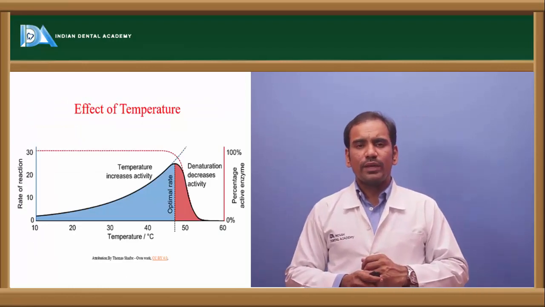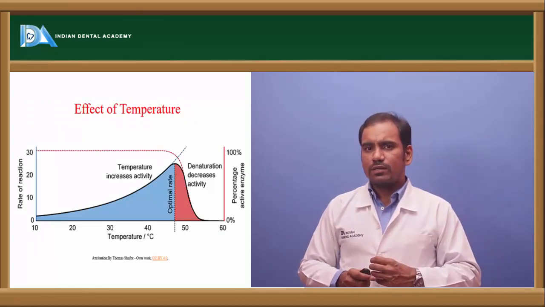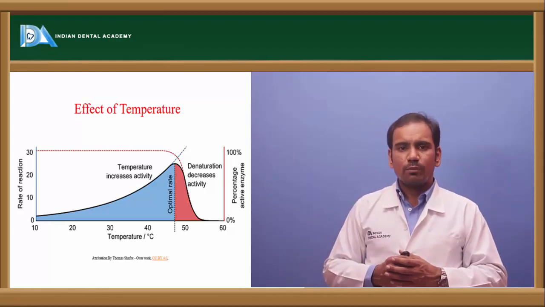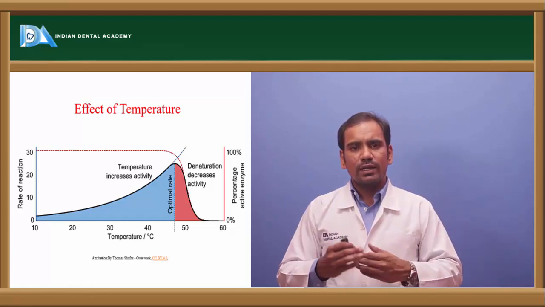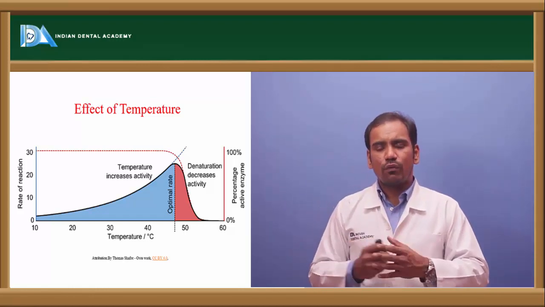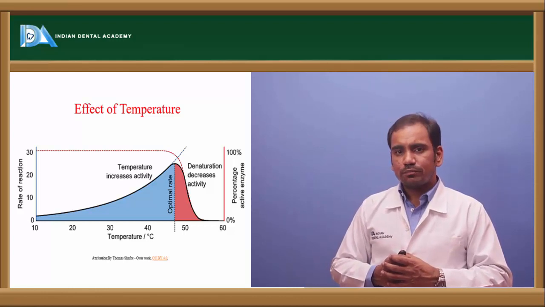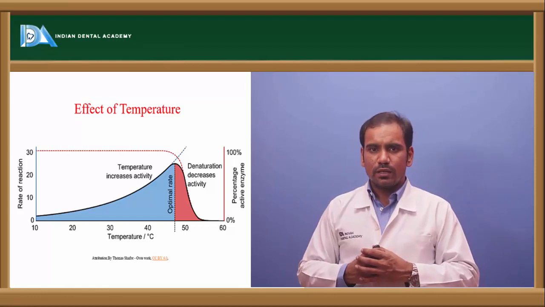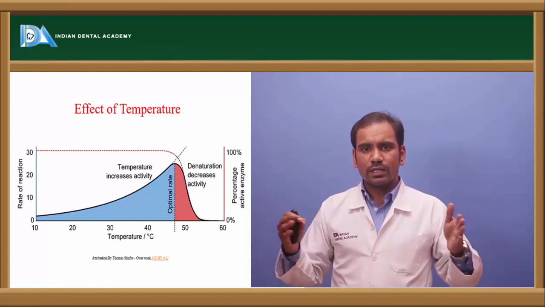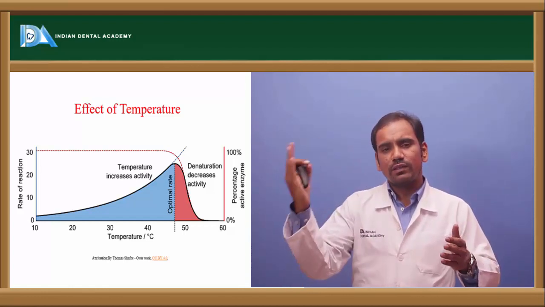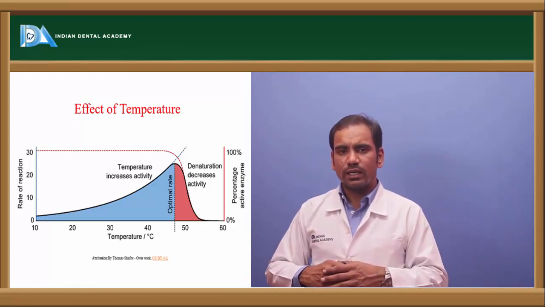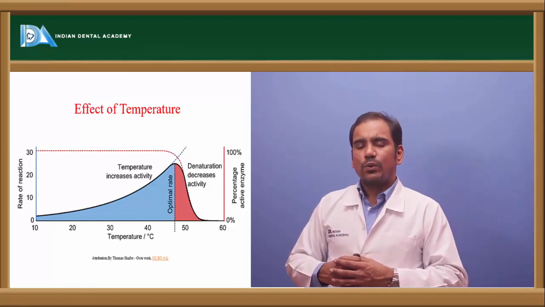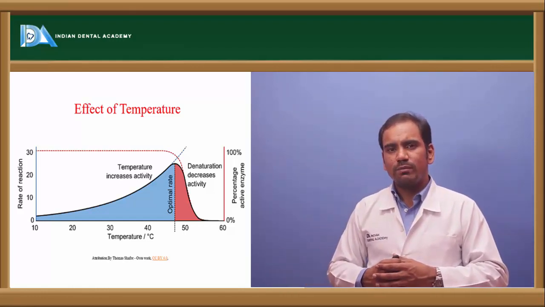Now coming to the effect of temperature. What happens at various degrees of temperature? For example, most of the enzymes in our body are active in the range of 35 to 40 degrees centigrade, meaning they show maximum activity within this temperature. At extremes of temperature, when it is beyond 40 or 45 degrees centigrade, the activity of the enzyme decreases. So that is the effect of temperature on enzyme activity.